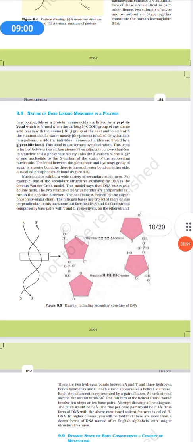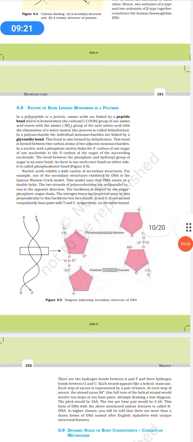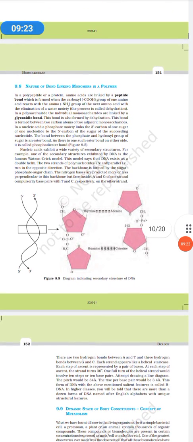Okay, now the nature of bond linking the monomers in a polymer. So in going from monomer to polymer, there are various bonds. In a polysaccharide, I was talking about, if the same units of sugar are joined together, they are homopolysaccharides, and if the subunits are different, then they are heteropolysaccharides.